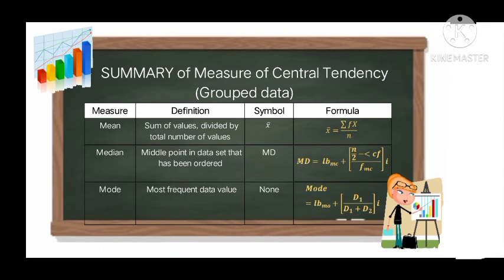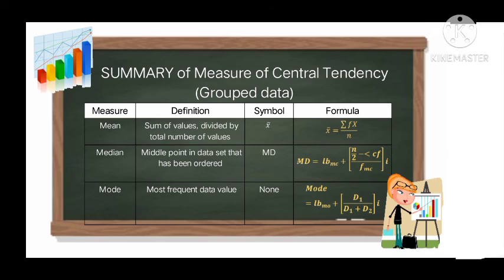So here is the summary of the measures of central tendency for the grouped data. So the mean is the sum of values divided by the total number of values or observations. The symbol is x bar, and the formula is x bar is equal to the summation of the product of the frequency and the class mark divided by n.